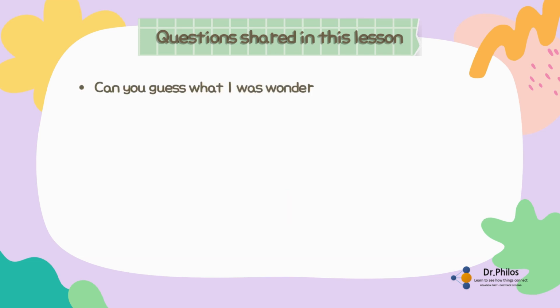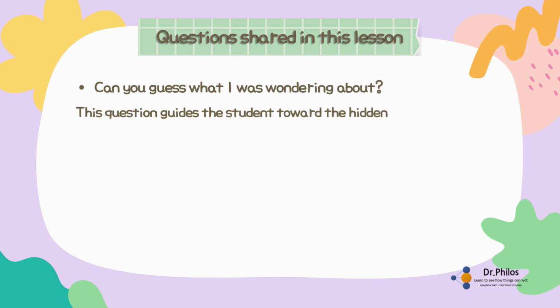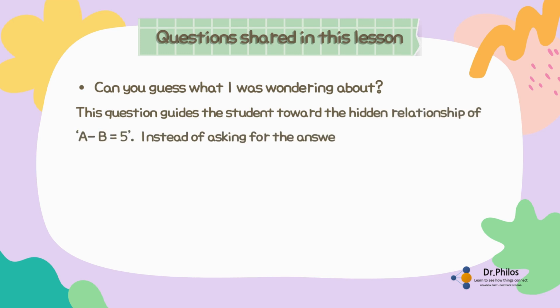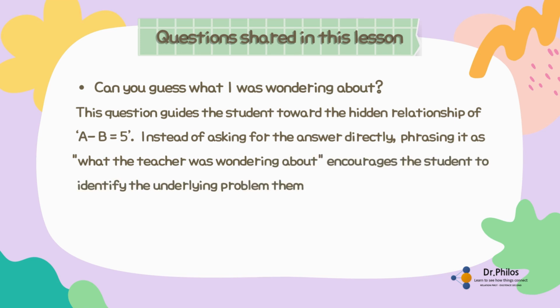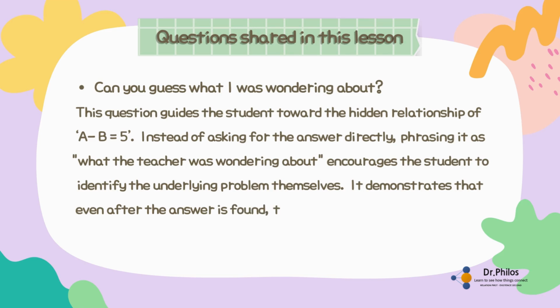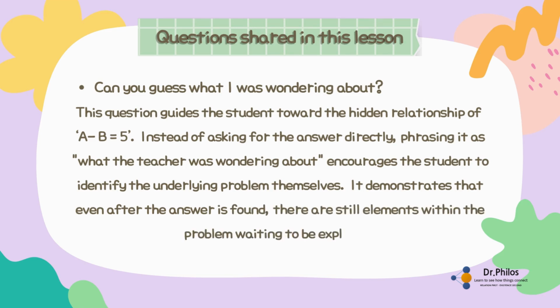Can you guess what I was wondering about? This question guides the student toward the hidden relationship of A minus B equals 5. Instead of asking for the answer directly, phrasing it as what the teacher was wondering about encourages the student to identify the underlying problem themselves. It demonstrates that even after the answer is found, there are still elements within the problem waiting to be explored.